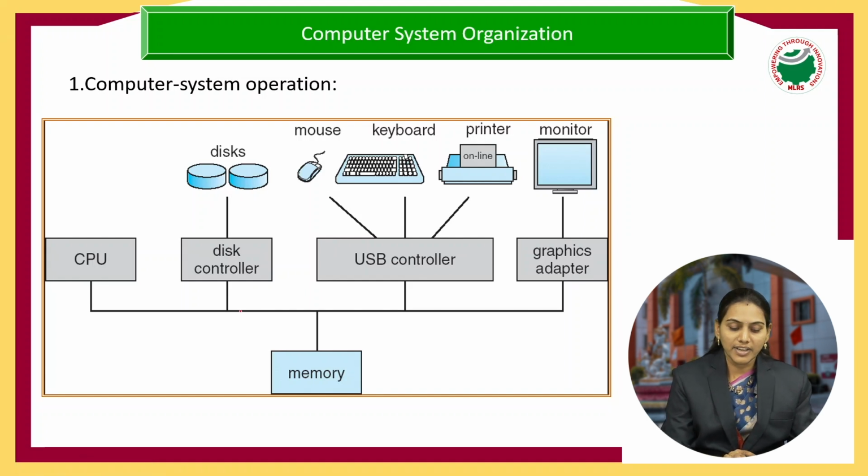Here the device controller has a local buffer. The device controller is used to transfer the data between the peripheral devices and its local buffer. When the data is stored in the local buffer, the device driver informs the CPU that the data is ready to execute. Then the CPU transfers the data between the local buffer and memory.